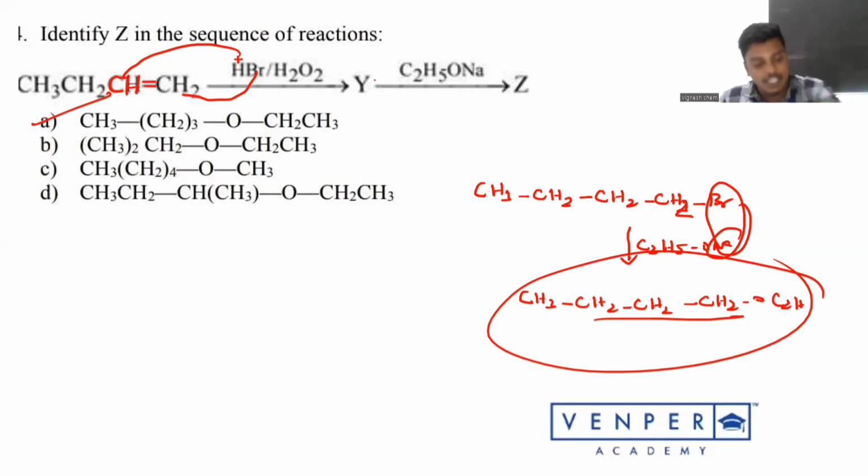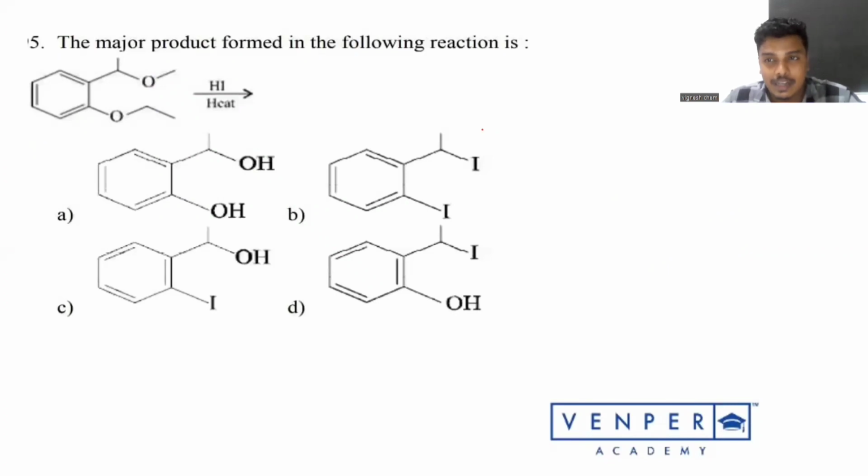Okay, now go with the next question. Very simple question we are going to solve now. This is based on what? Restoration, right? This is HI, very important. Okay, the reaction of HI is very important. We need to find out, if we put HI, what is going to happen.